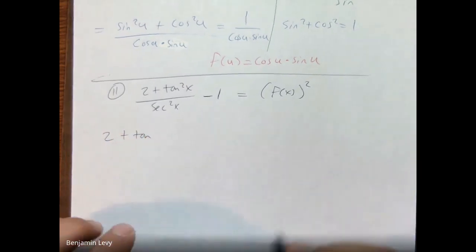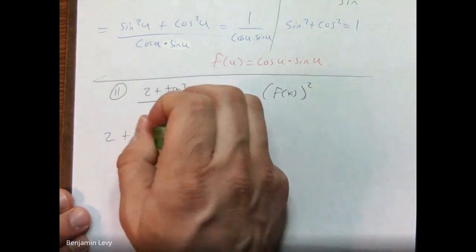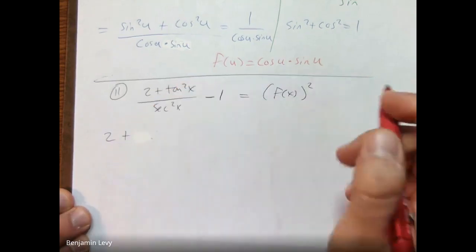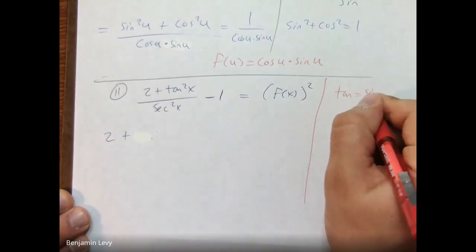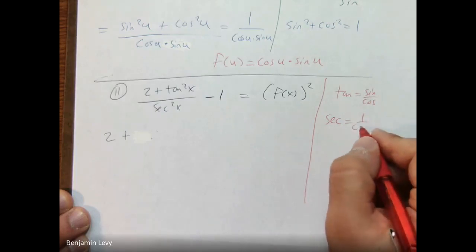I'm running out of room here, so I'm going to go ahead and change tangent into sine over cosine. So the substitutions I'm going to do are tangent is sine over cosine. And we know that secant is 1 over cosine.